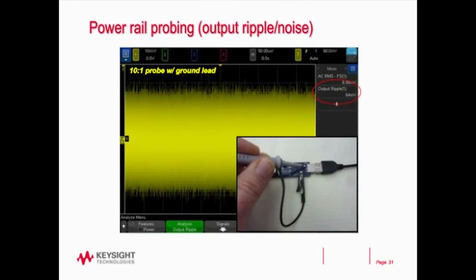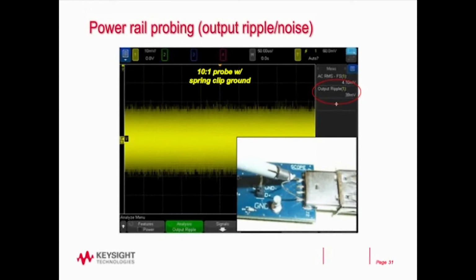Here I'm measuring the output of a USB power. And in the first example here, I'm using a standard 10-to-1 probe, the probe that ships with the scope, and I'm using that long antenna to make that measurement. And in this case, you can see that we're measuring an output ripple of about 64 millivolts. In this example, I've removed my antenna, that ground lead, and I've used one of the grounding accessories that ships with the scope. It's a little spring clip that's got a very short ground, and you can see that I've reduced my output ripple in half.